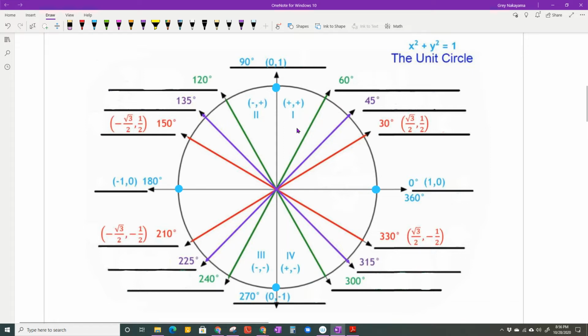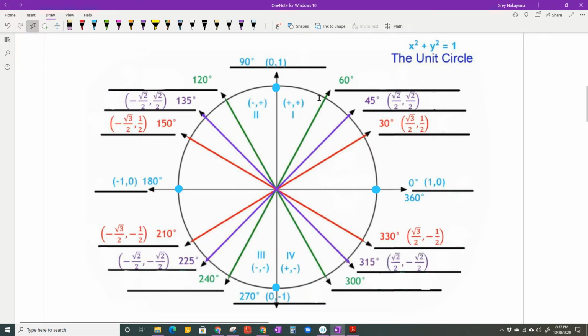Okay, 45 degrees. That's when they were the same. So that was square root of 2 over 2, comma, square root of 2 over 2. It's a mouthful. Go to the second quadrant, x is negative. Go down, they're both negative. Go to the right, the first one's positive, the second one's negative.